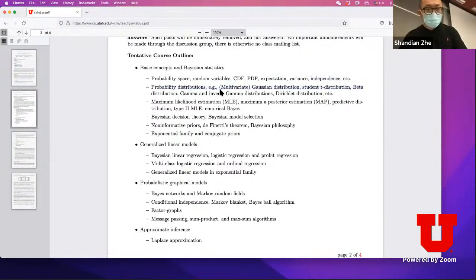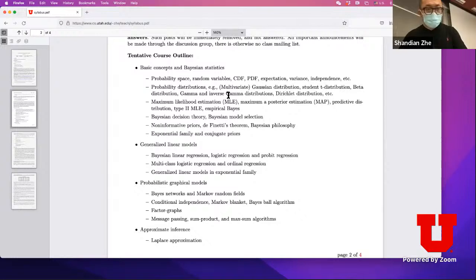introduce a variety of probability distributions, which are very commonly used in probabilistic learning, typically multivariate Gaussian distribution, Student t distribution, beta distribution, gamma distribution, inverse gamma distribution, Dirichlet distribution, and so on. Through learning those distributions, you get a sense of what kind of distribution you're going to use for different types of data, because we're going to leverage those distributions to model data, to extract information from data. You must be very familiar with these distributions. Otherwise, how do you design a model?